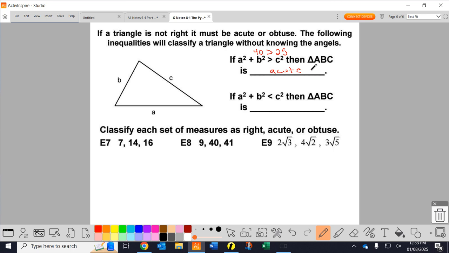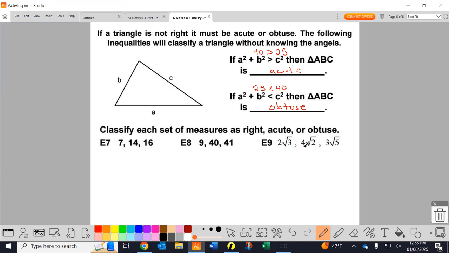If a squared plus b squared is less than c squared, like 25 is less than 40, then it is going to be obtuse. Basically, if the hypotenuse, the longest one, is greater than the other two squares, you're always going to end up with an obtuse triangle.